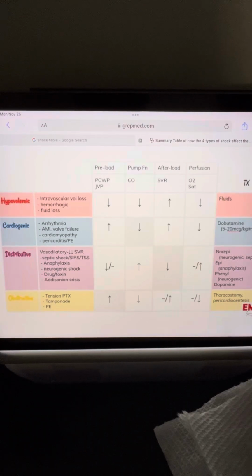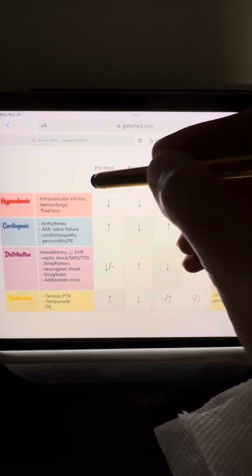Alright, so this is a video on distributive shock. Now this one's a little bit difficult to understand, but I'm going to try and make it as clear as I can. Alright, so let's go over the labels.